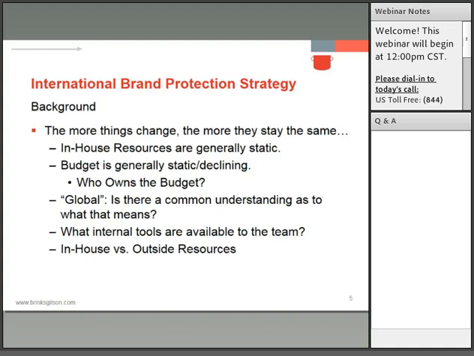Also, the budgets and the scope of work vary based on internal resources of the company. For example, if the company has a robust in-house trademark group, that group may perform most of the clearance work and even the filings for trademarks. So that has an effect on the budget and how much you rely on outside counsel to develop and implement your filing plan.